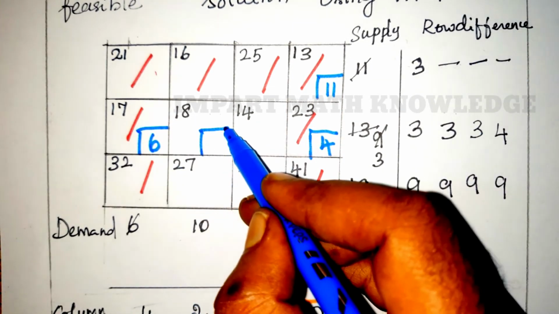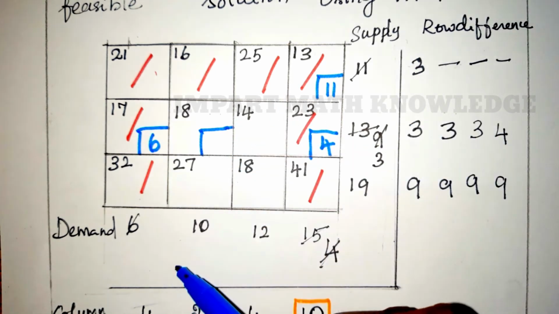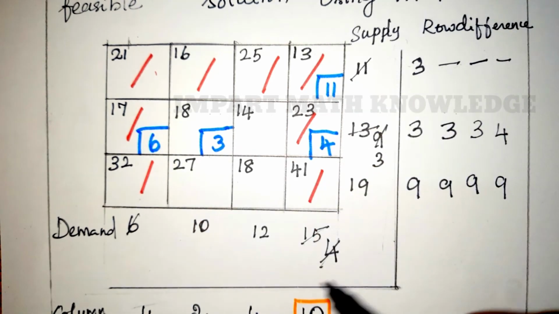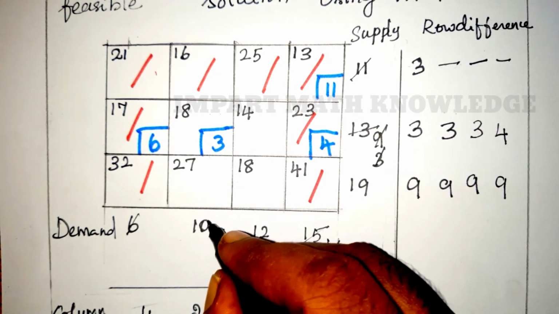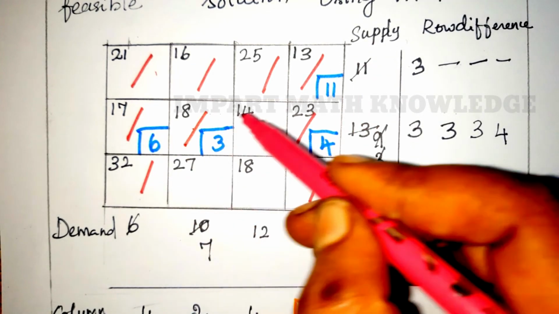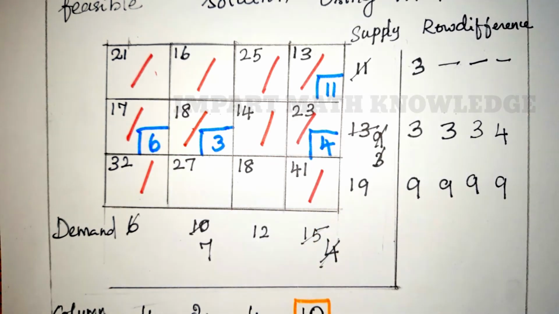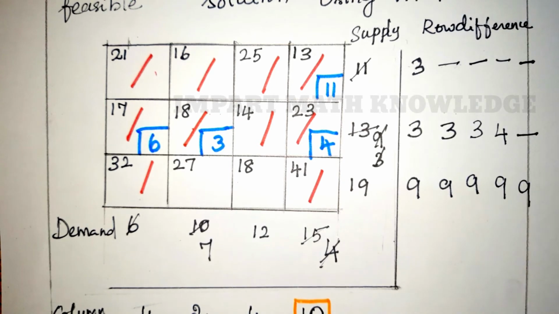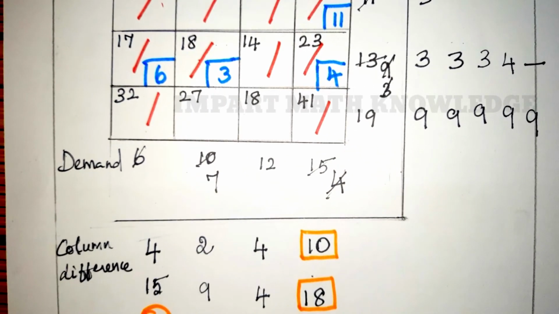For this cell, supply is 3, demand is 10. So, I am going to allocate the minimum value 3. Once I allocate, I strike out the satisfied value. Here the remainder is 7. Here supply is satisfied, so I strike out the row. In the remaining, I take the difference. Row difference, first row satisfied, second row satisfied, third row the difference is 9. And for column difference, there is no value to take the difference. So, you put a dash for all the entries.